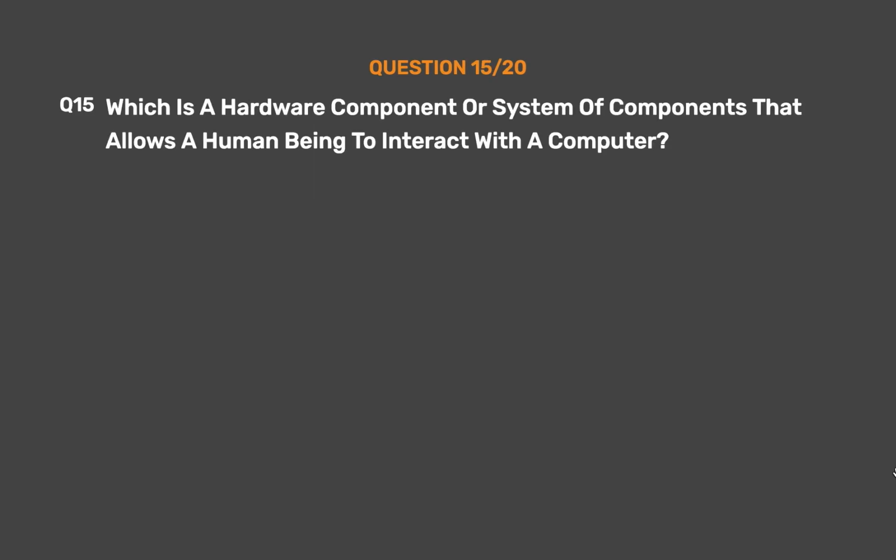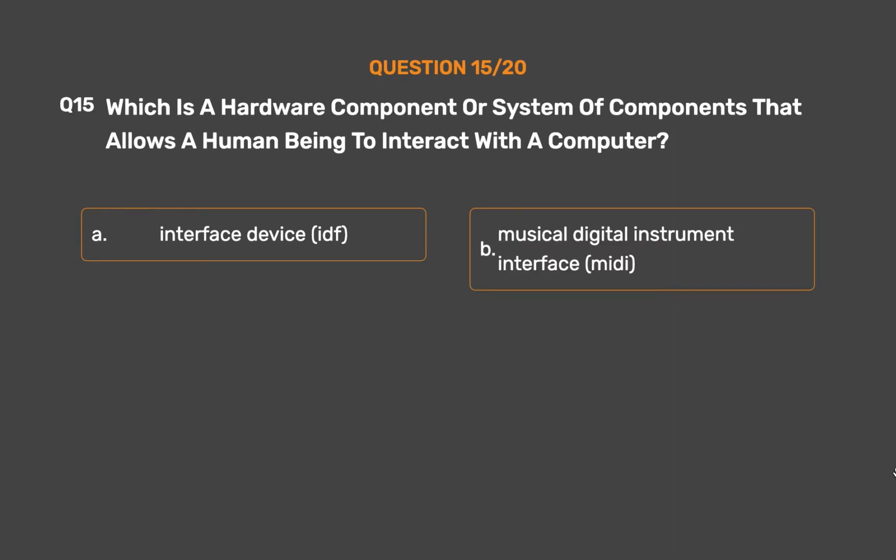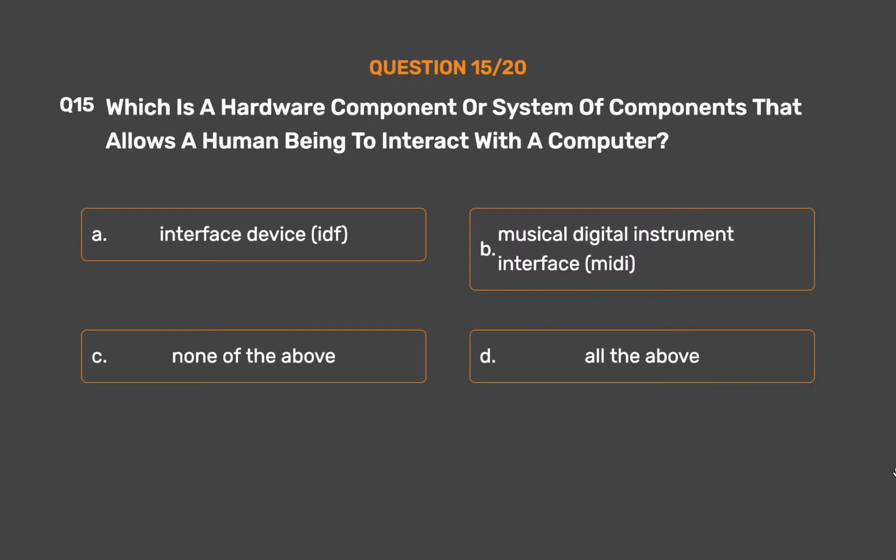Question number 15. Which is a hardware component or system of components that allows a human being to interact with a computer? Option A. Interface device, IDF. Option B. Musical digital instrument interface, MIDI. Option C. None of the above. Option D. All the above.